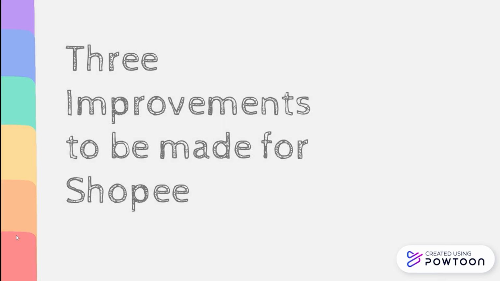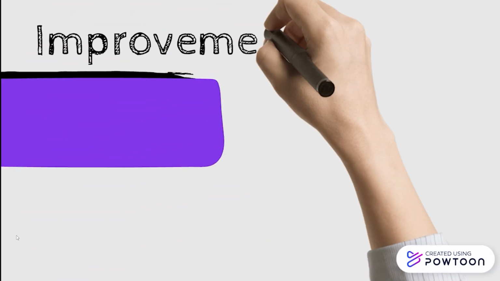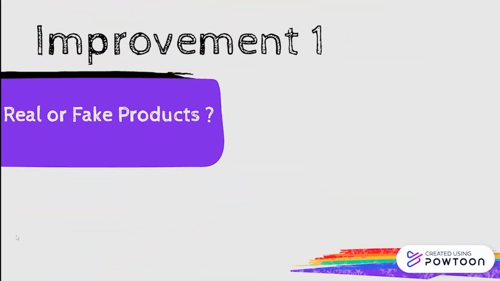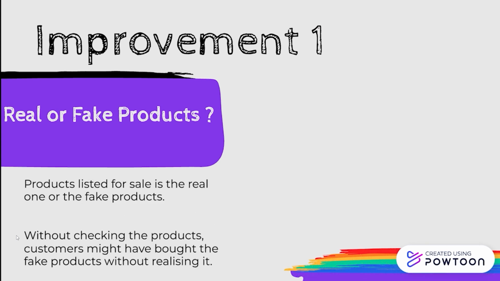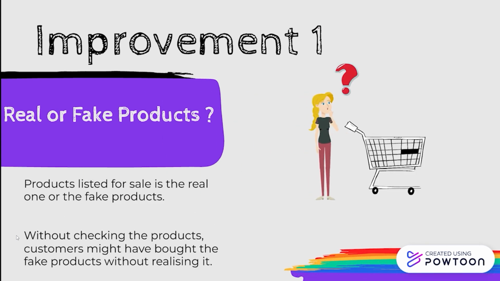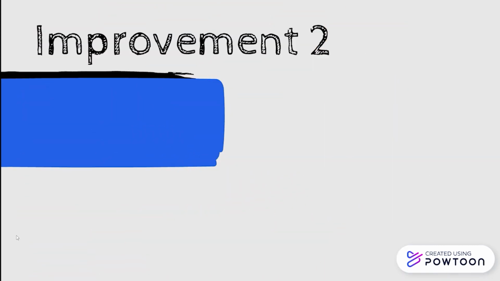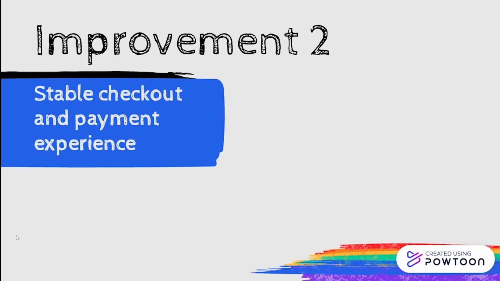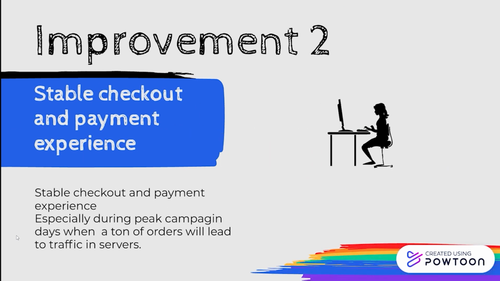First improvement that can be made is checking whether the product listed for sale is real or fake. Without checking the products, customers might buy fake products without realizing it. Second improvement that can be made is having a stable checkout and payment experience, especially during peak campaign days when a ton of orders will lead to traffic in the servers.